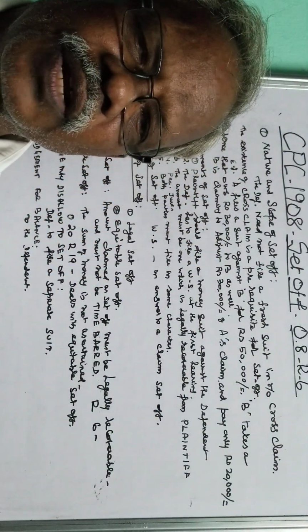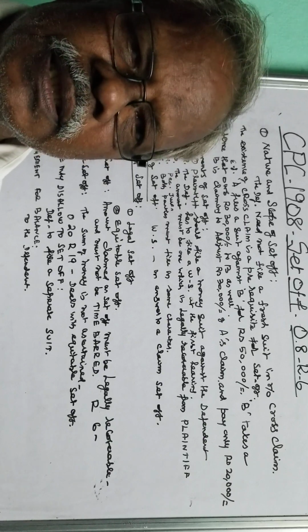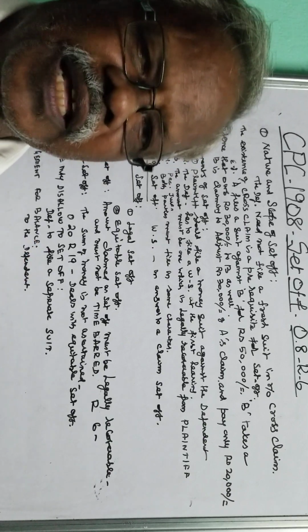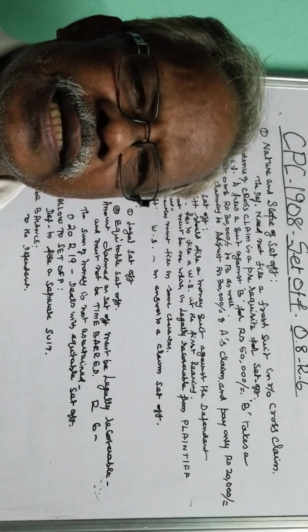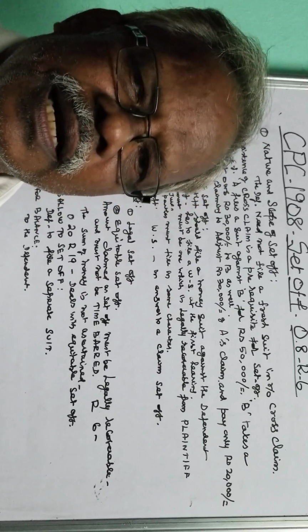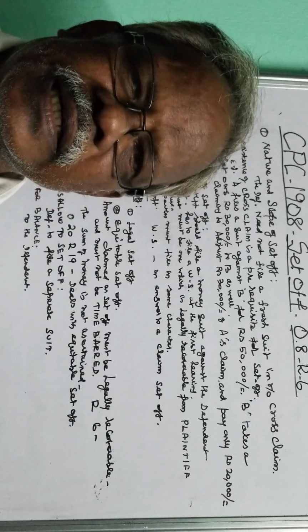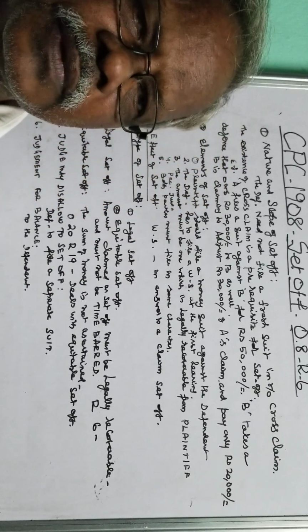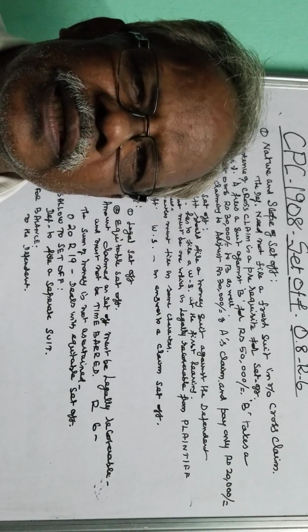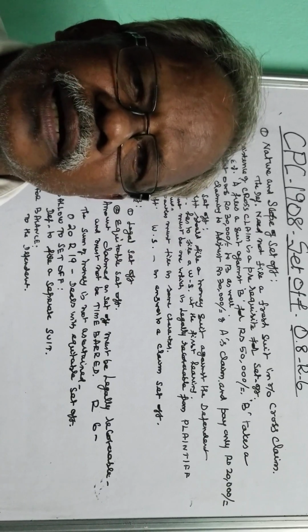Today in this video we are going to discuss the set of claim, which is discussed in Order 8 Rule 6 of the Civil Procedure Code 1908. Set of claim is usually coming in the money suit.